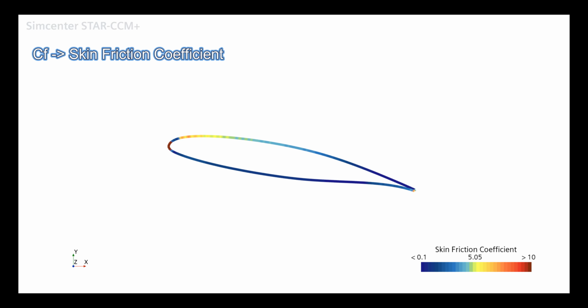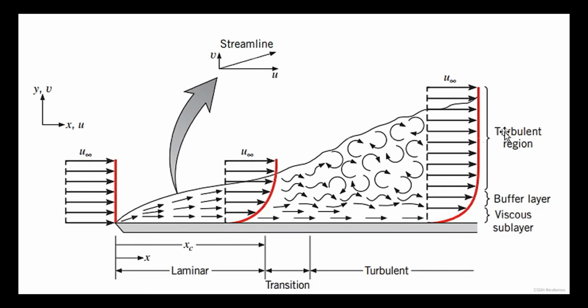Observation of the surface friction coefficient, CF. At the airfoil surface, the flow velocity is 0 and gradually increases with distance from the wall. This represents the strength of the surface friction. The coefficient CF is the dimensionless value describing this effect.